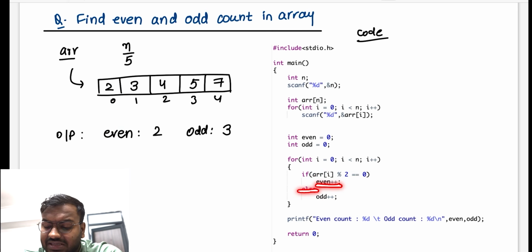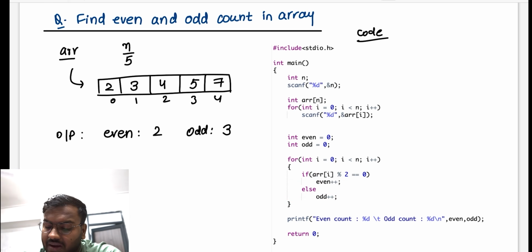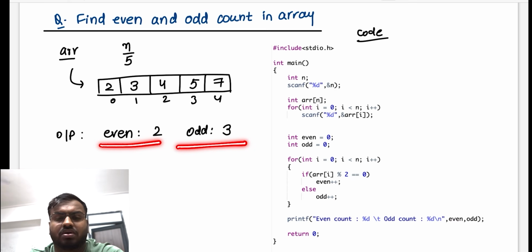count. Else, if this is not true, then I will go into the else part. Means yes, that number is not divisible by 2, and that number is not divisible by 2 means that is an odd number, so I will increase the odd count. Now after that, what I will do, I will printf even count %d and odd count %d, even and odd. So what this will print, this will print the even and odd count.